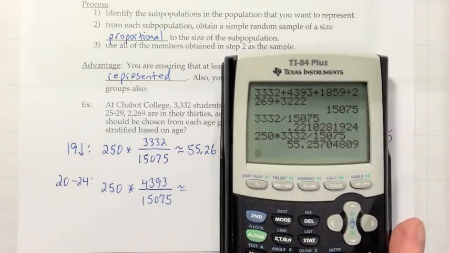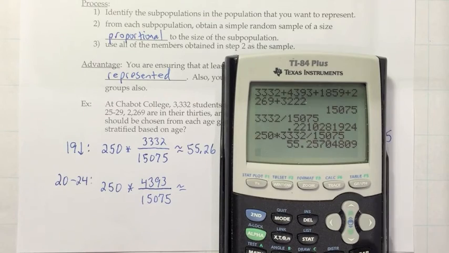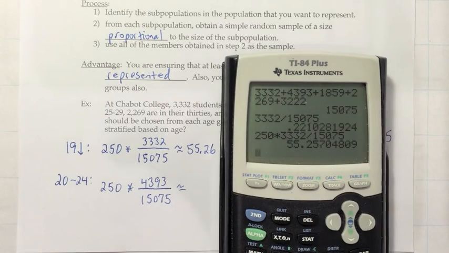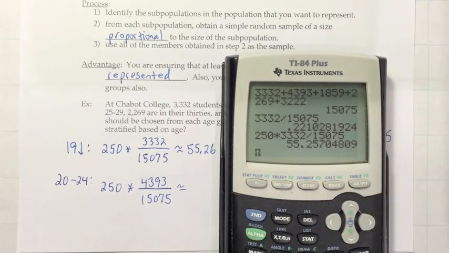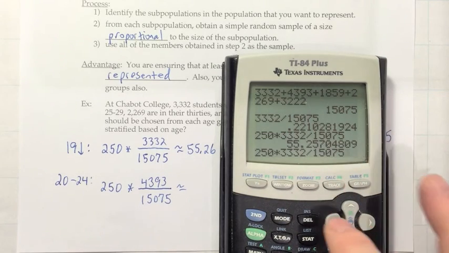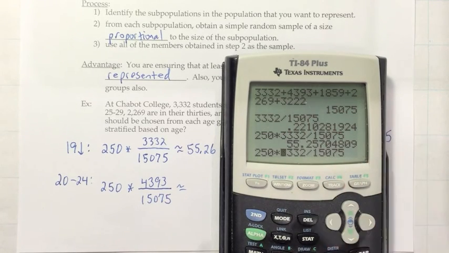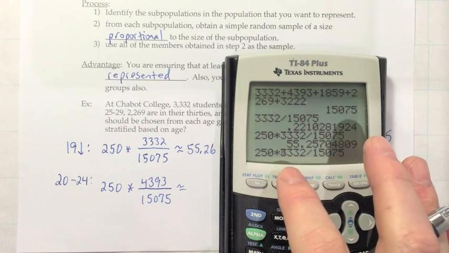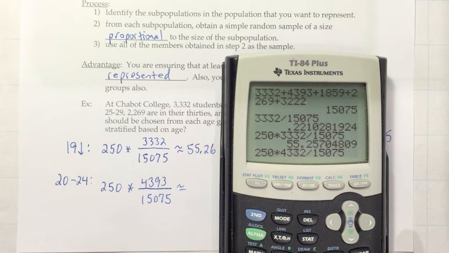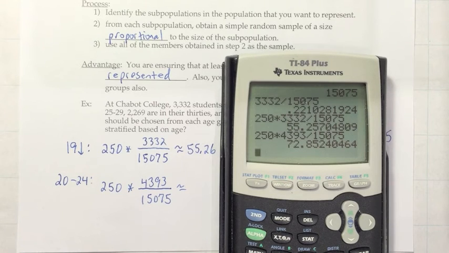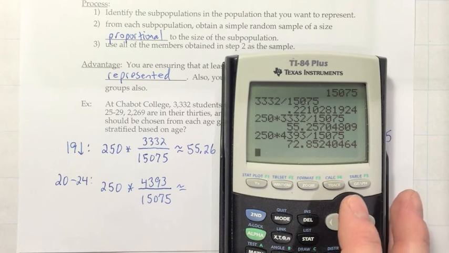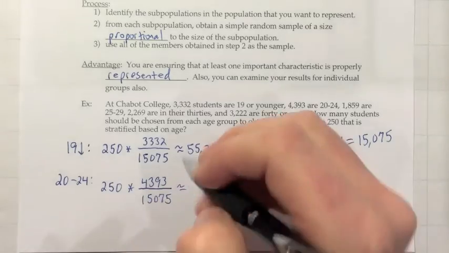You could just type the whole thing in again, but a nice little trick on the calculator: if you hit second and then enter, it'll bring up your last calculation. And since 2 of the 3 numbers stay the same, we can just leave those alone and use the arrow keys to move over our numerator, change it to the new number, and press enter, and we don't have to retype everything. So that's kind of a nice little trick. So that's about 72.85.